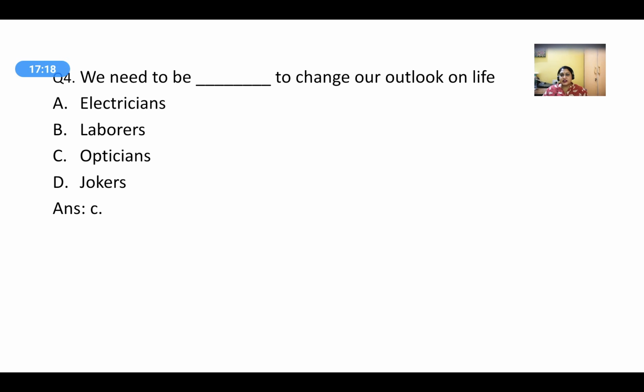We need to be dash to change our outlook on life. If you have understood both the concepts of how we have to be an electrician and an optician, you will also know the answer to this question. We need to be dash to change our outlook on life. Electrician, laborers, opticians, or jokers. The answer is opticians, because if we are an optician, we are able to open our eyes, clear our mindset, focus, and change our perspective, which will also in turn help us to change our outlook on life.